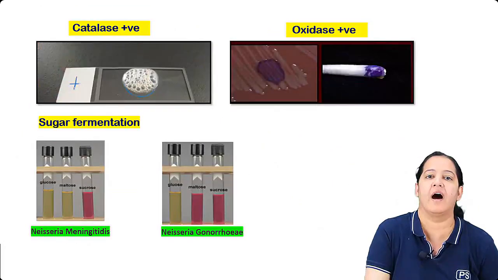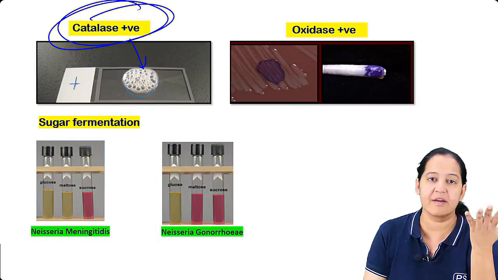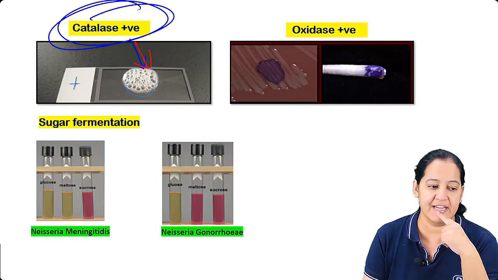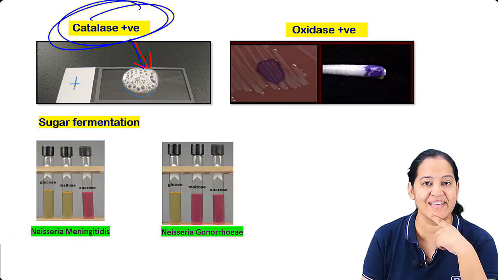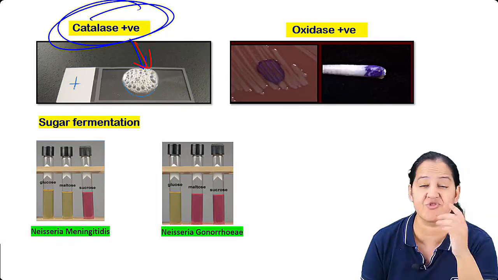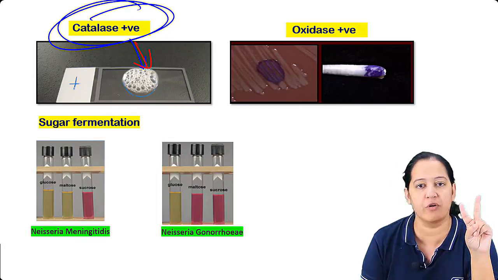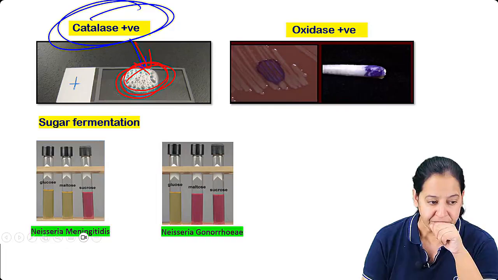Both the Neisseria are catalase positive. You know what catalase positive is? The bubbles are coming. Name one more bacteria which is catalase positive. Yes, Staphylococcus. Like Staphylococcus, they are catalase positive, not like Streptococcus. Both Neisseria meningitidis and Neisseria gonorrhoeae are catalase positive.